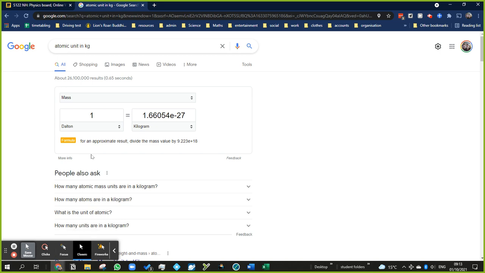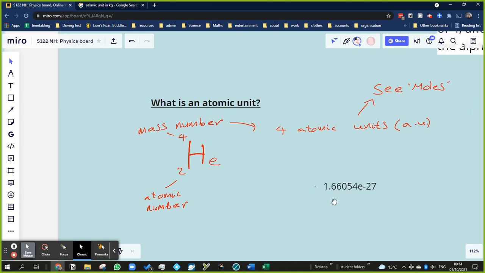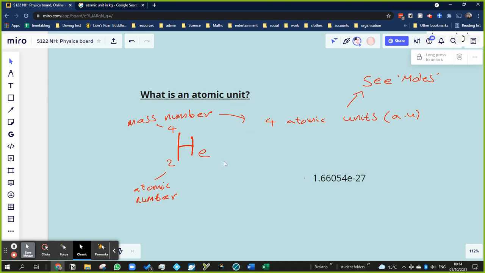Clearly we can see now that one atomic unit is called a Dalton, which I didn't hear about before actually, but okay. We can look into that in a little more detail in a moment, but we can say that an atomic unit is equal to 1.6 times 10 to the minus 27. So if you did a 0 point and then put 26 zeros after that decimal point, that's going to be the mass of one atomic unit.